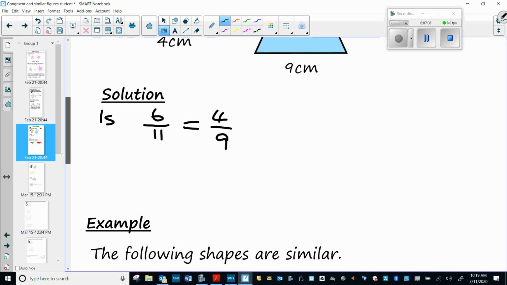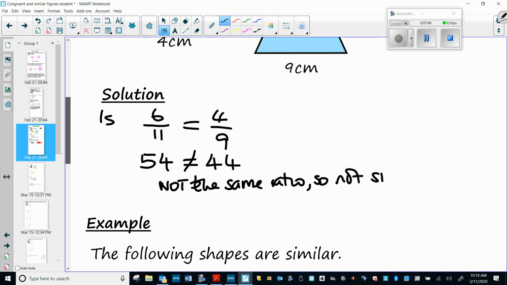You could cross multiply. So you could say that 9 times 6 is 54. And what's 11 times 4? Okay, is 54 equal to 44? So they are not equal, so not the same ratio, so not similar. Okay? I've got away with writing the equal sign here because I said is 6 over 11 equal to 4 over 9. I've then made the statement that they are not equal to each other. Okay?